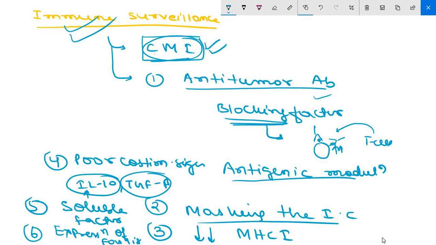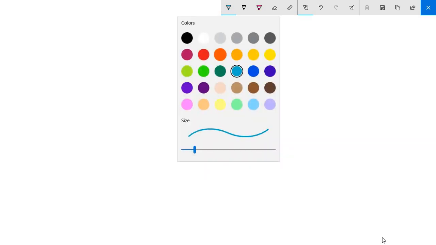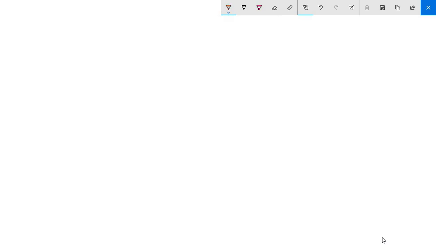Clear? So these are the main reasons: anti-tumor antibodies, masking the immune cells, decreased MHC1, poor co-stimulatory signals, soluble factors, interleukin 10 and TGF beta, and expression of the FAS ligand. Getting? Now, so this is immune surveillance and how the cells are escaping from that. Now the last part is your cancer immunotherapy.